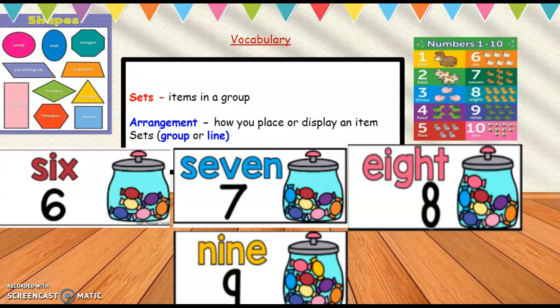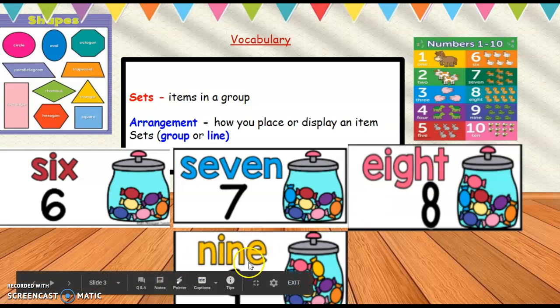Vocabulary. Sets mean items in a group. Arrangement means how you place or display an item in their sets. So it can be in a group or it can be in a line. Some other vocabulary words are numbers. So we have 6, 7, 8, and 9.